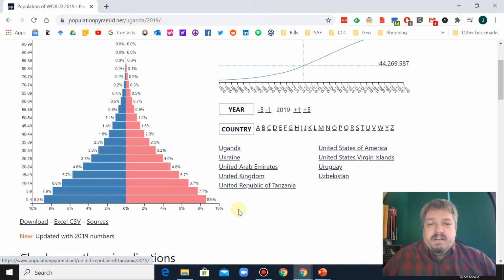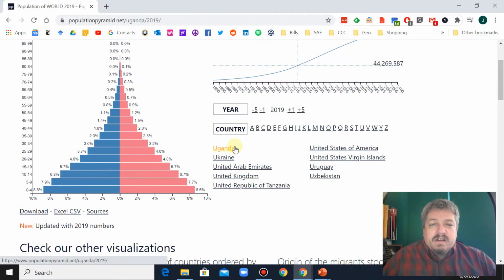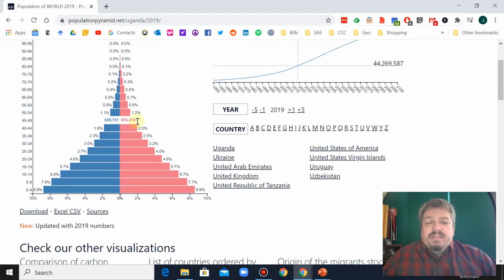Much different. And what do we notice? I'm going to go back and forth. Look at the base of the pyramid versus the top. So here's the base in Uganda. And look at the United States. What do we notice? There's a lot more younger people and a lot less older people as a percentage of the population. This would indicate that they are in the early stages of the demographic transition. High birth rates, lots of young people, but less older people, high death rates.